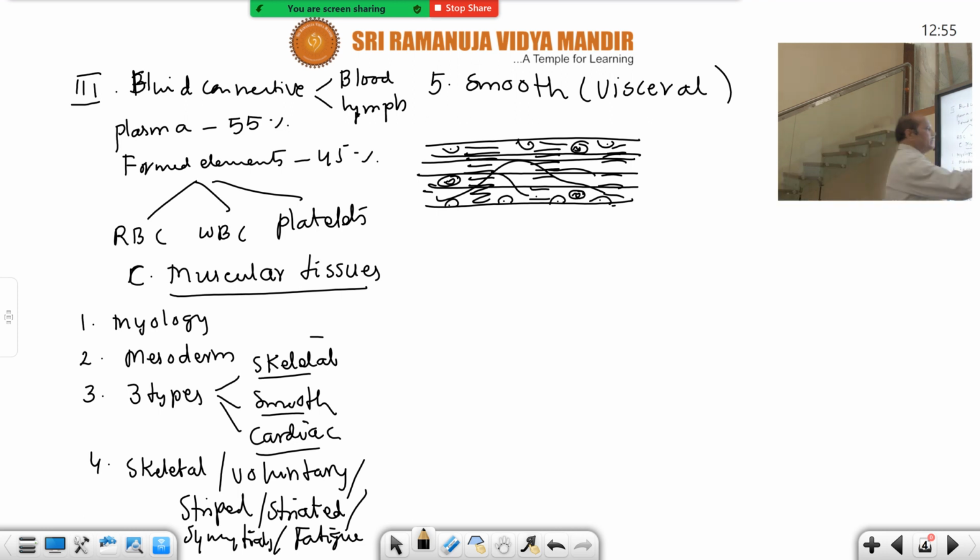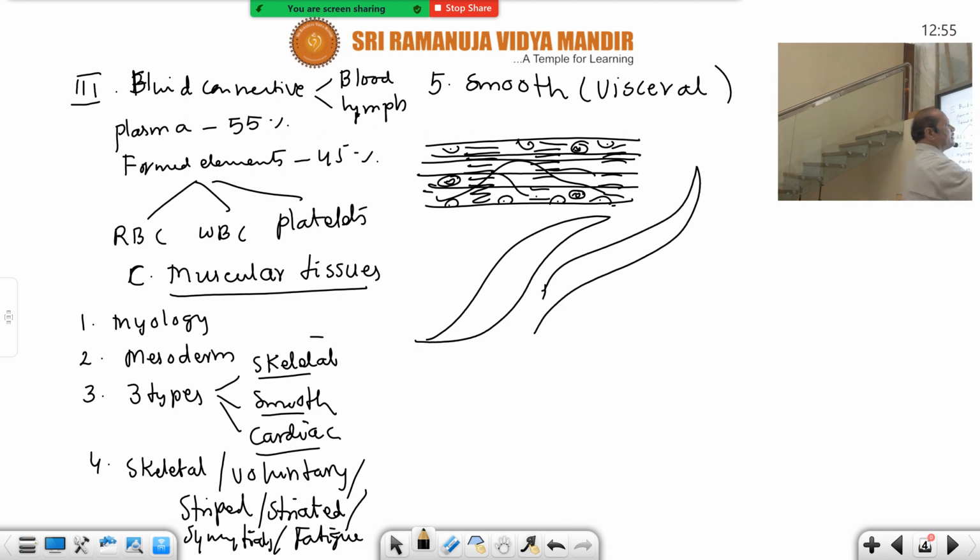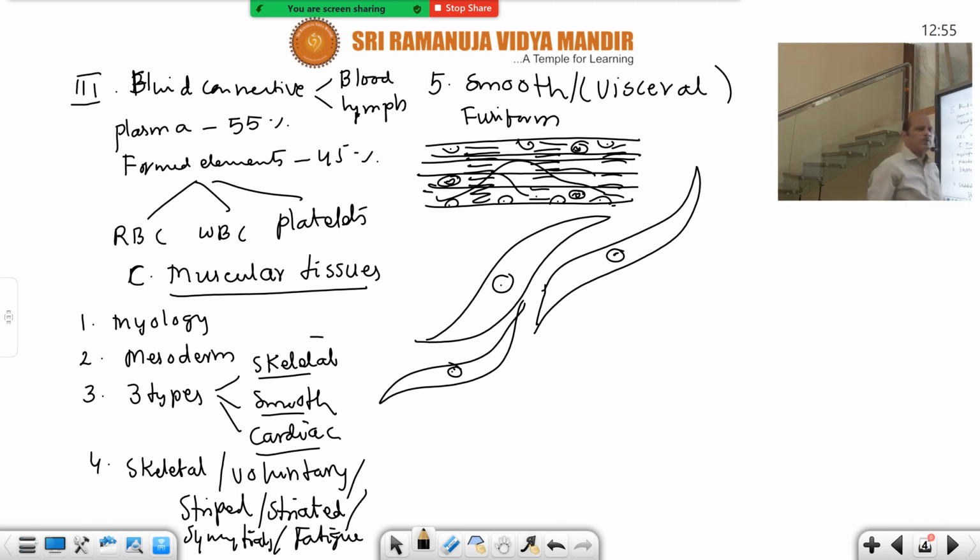But smooth muscles are like this. They are tapering on either end. They are arranged like this, with a middle swollen region with the nucleus. See how they are arranged, in an overlapping manner, with tapering ends. That's why these are also called fusiform muscles. Fusiform muscles are smooth muscles or visceral muscles, and involuntary muscles.